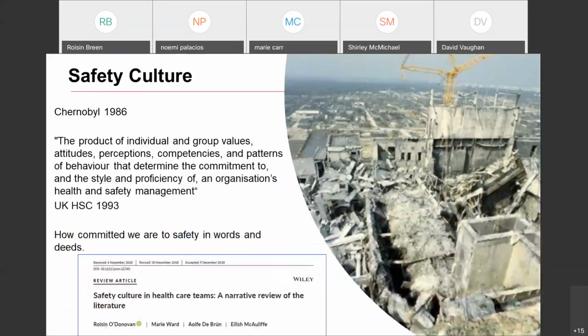So just in terms of culture, I suppose safety culture, we hear about the term and we talk about it. I suppose it was first used following Chernobyl, and it's how we as individuals or groups, it's our values, attitudes, perceptions, competencies, and patterns of behaviour that determine the commitment to and the style and proficiency of an organisation's health and safety management. That was the UK Health and Safety Committee definition that followed on from Chernobyl. But basically it's how committed are we to safety in our words, in our deeds, in our values, in our vision and mission for the organisation. How committed are we to safety culture?